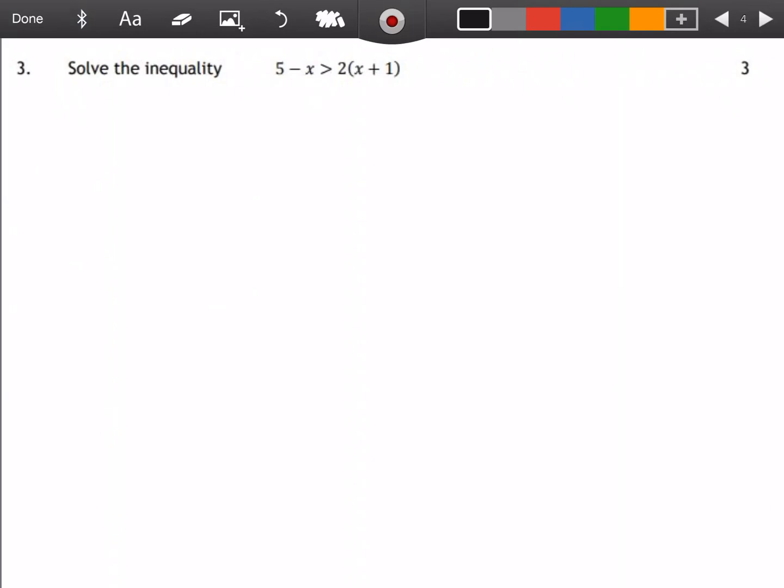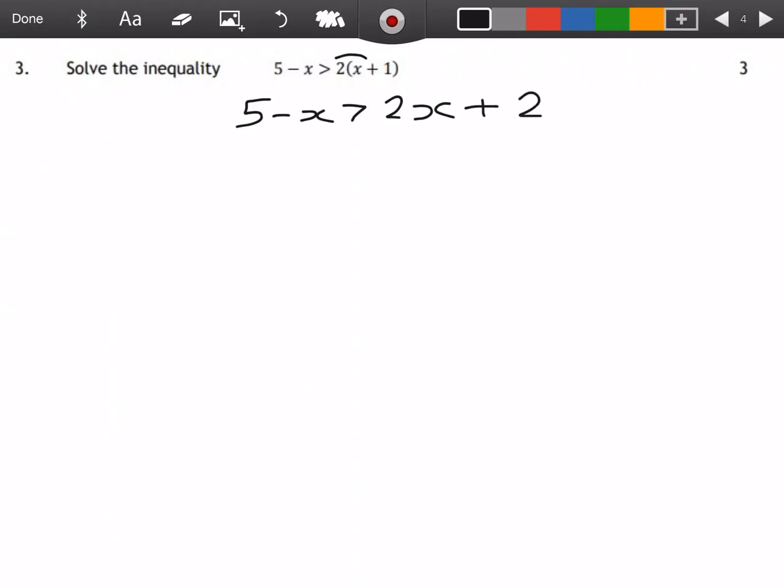Number 3, solve the inequality. So first thing I'll do is get rid of the brackets. Multiplying out, 2 times x, 2x, 2 times 1 is 2. And then I'll get all my x's onto the one side of the inequality symbol. It doesn't matter which side you put your x's on. I'll put them on the left hand side because that's the way most of you would probably do it. So I'm going to keep the negative x on this side. I'm going to move the 5 across, and I'm bringing the 2x across to here.